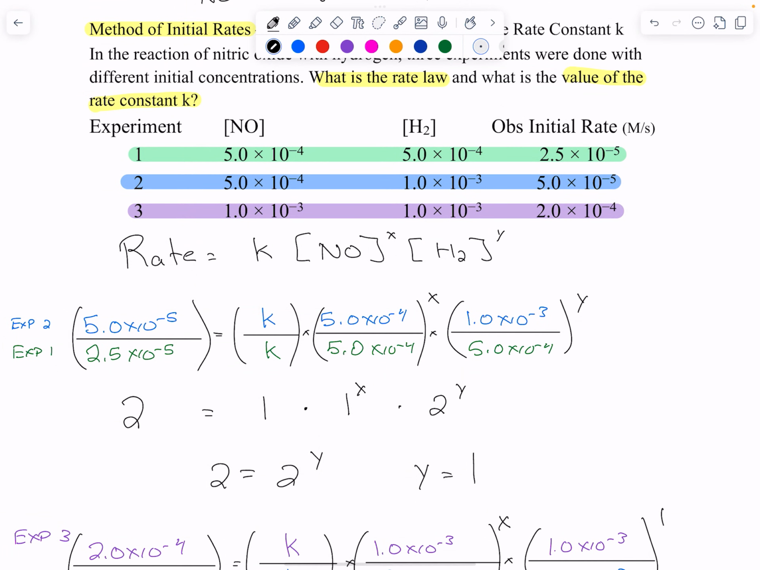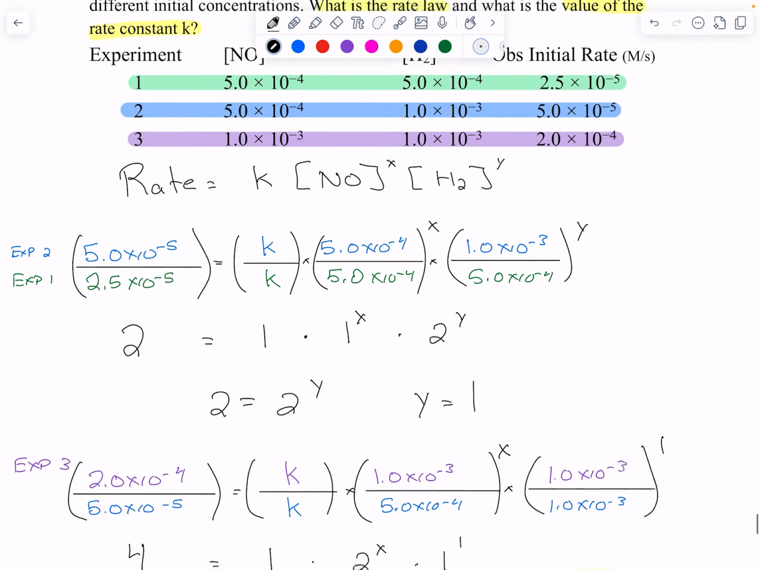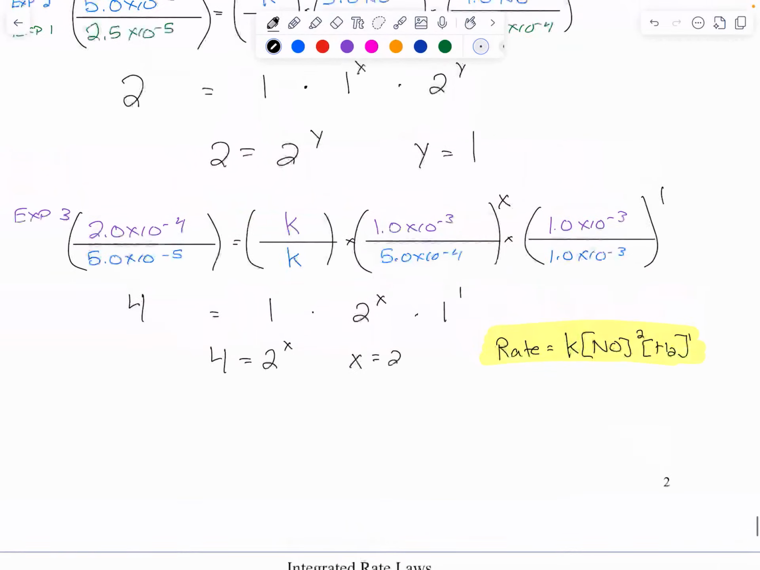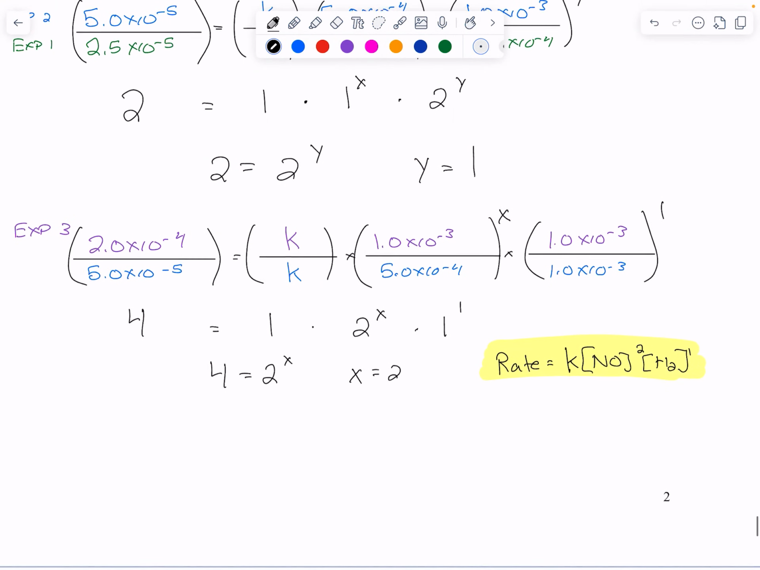Ideally, you would do an average of K of all 3 experiments, right? Now, if we were actually doing the method of initial rates in a real science lab, right, you would do way more than 3 experiments, and you would average the K, right? And you do it on different days and all that fun stuff. But for our chemistry land example here, we're just going to do 3 experiments. I'm going to pick the easiest one, and that's going to be experiment 3. But it doesn't matter.